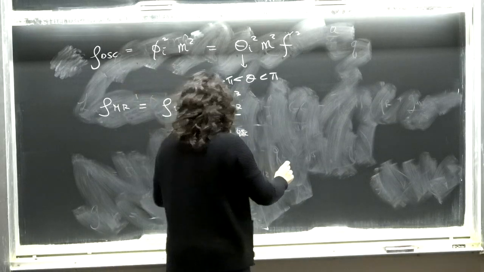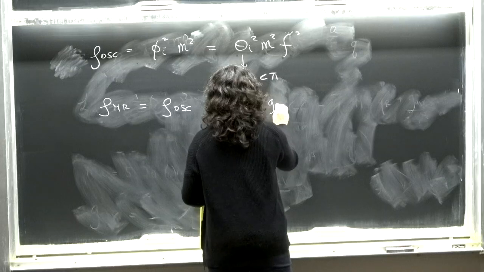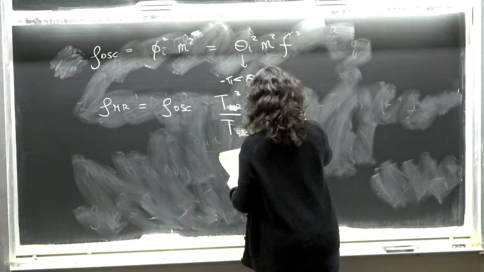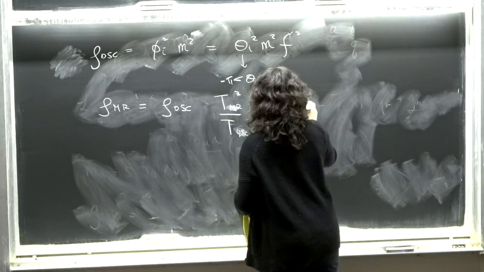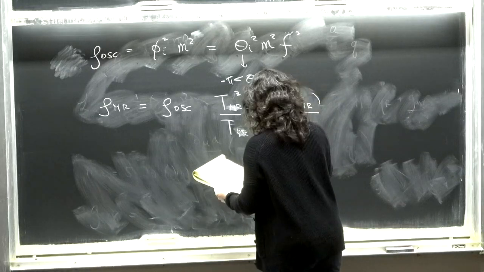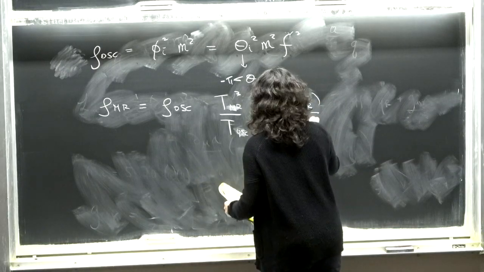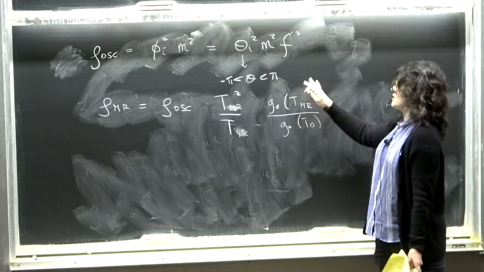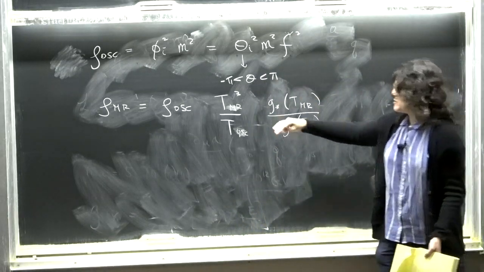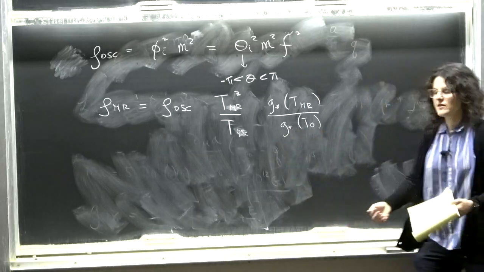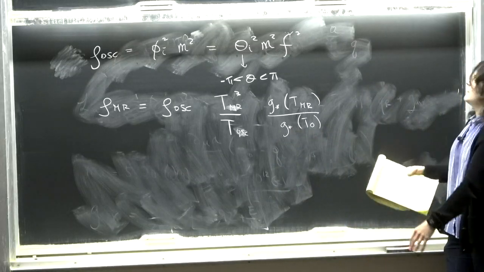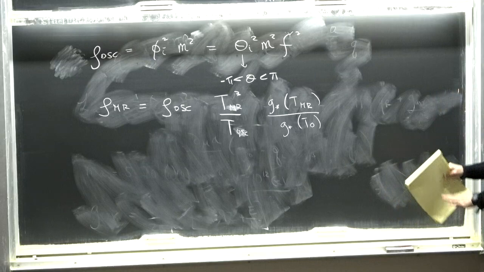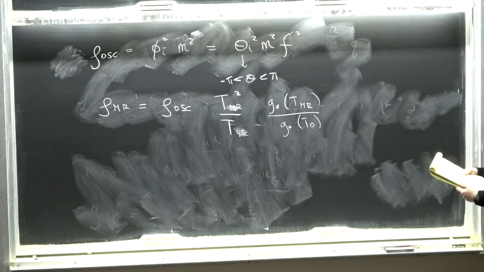And also the ratio of the number of degrees of freedom, if you're doing this carefully, which I'm not. But if there's a change in the number of degrees of freedom between these two times, then there's extra entropy that's injected into the standard model bath, and you have to keep track of that.